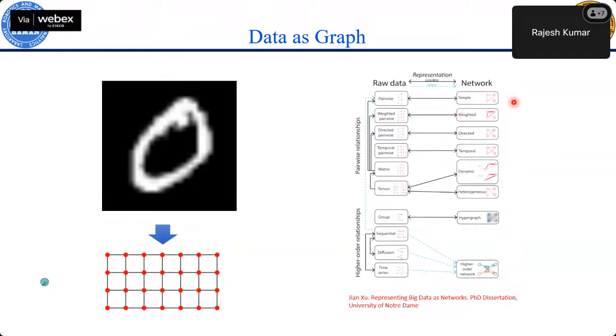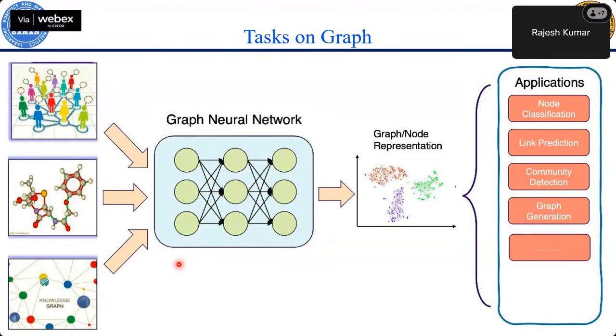It can be a simple graph. It can be a weighted graph, which means the relation between this one and this one is high, and the relation between this one and this one is low. It can be directed, that is, directional. It can be temporal, dynamic, heterogeneous, and there are many other modes of representation of a graph. To summarize, the data we have, we represent in terms of graph formation, and it can do many things.